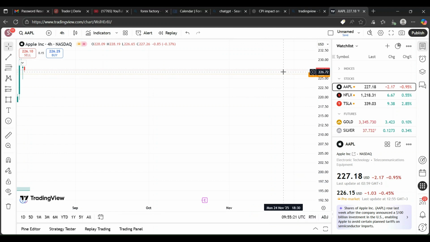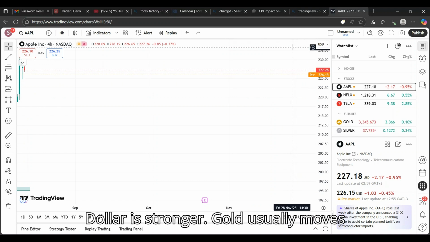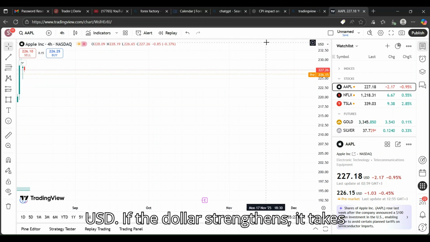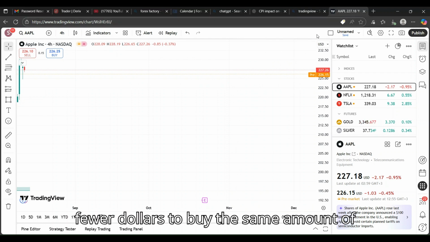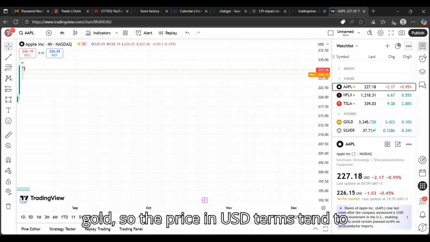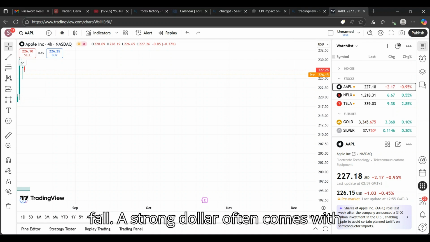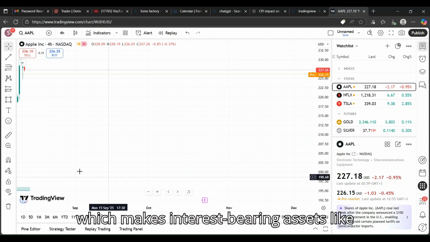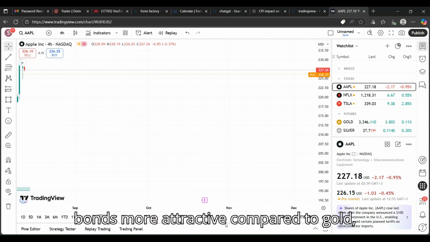When the U.S. dollar is stronger, gold usually moves down, and here's why. Gold is priced in USD. If the dollar strengthens, it takes fewer dollars to buy the same amount of gold, so the price in USD terms tends to fall. A strong dollar often comes with higher U.S. interest rate expectations, which makes interest-bearing assets like bonds more attractive compared to gold, which doesn't yield interest. Global buyers using other currencies find gold more expensive when the USD rises, reducing demand.